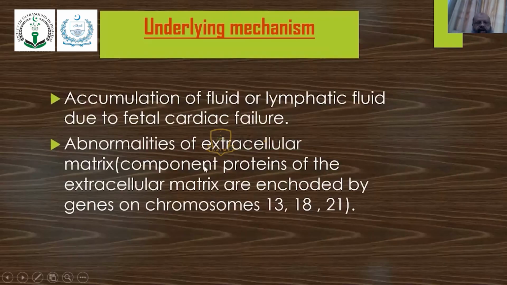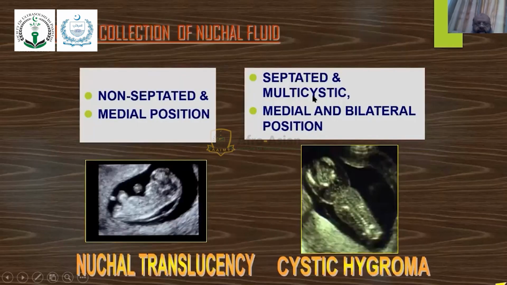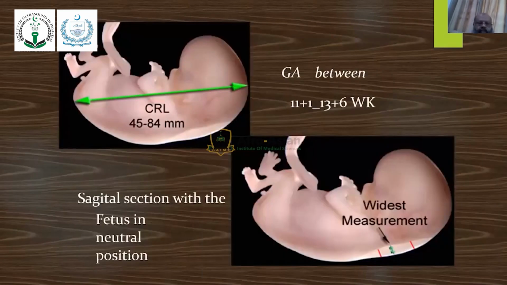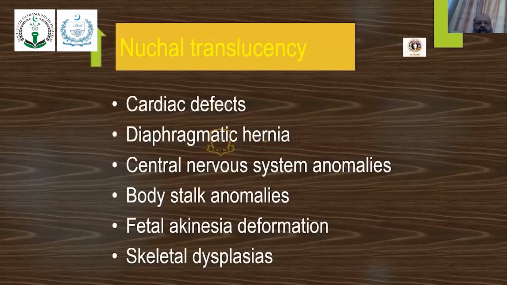This is where we measure the nuchal translucency, this area, the black area, the anechoic area. We have to differentiate it from the cystic hygroma, which is a cystic mass around the neck. It is multicystic, medial and bilateral in position, whereas nuchal translucency is non-septated and medial in position. It is transient, goes away at 14 weeks, whereas this remains there. If we include the skin, we call it nuchal fold. This was about nuchal translucency.